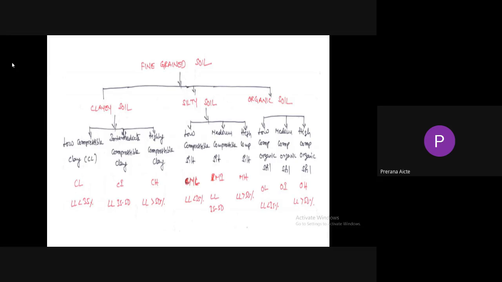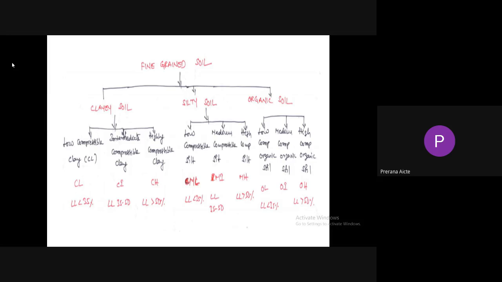Otherwise, for silt we would need to use S, and for sand we would also need to use S. So it would become confusing to understand whether it is silt or sand. That's why silt is expressed by the letter M. M stands for mist, which is a Latin word, so it is derived from Latin.